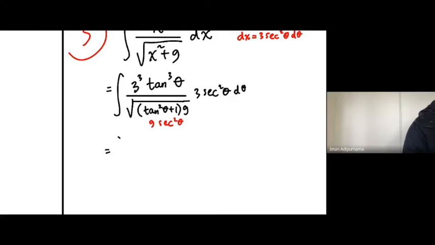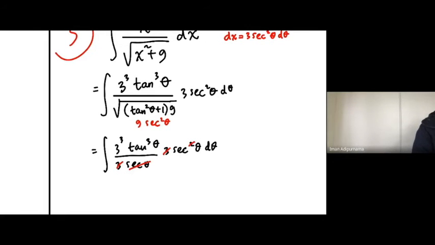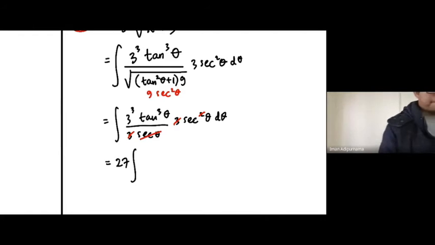So we can write the 3 tangent cubed, and then 3 secant theta, and then 3 secant squared theta d theta. So this cancels, cancels, and cancels. And let me move the constant to the outside. So we have tangent cubed theta and secant theta.